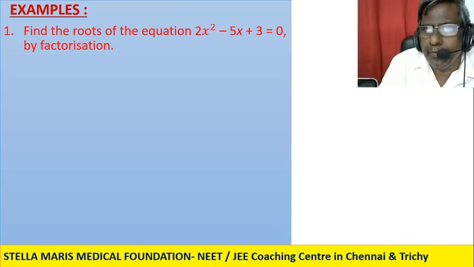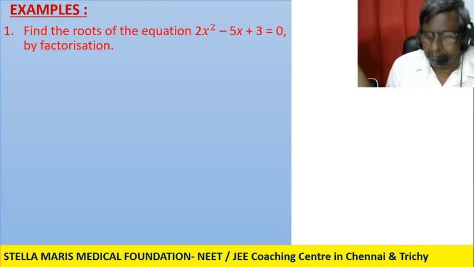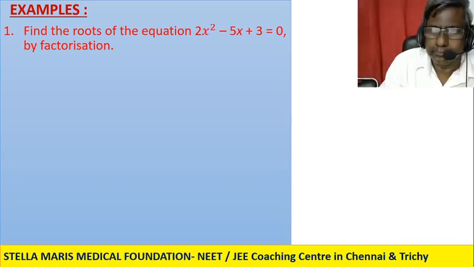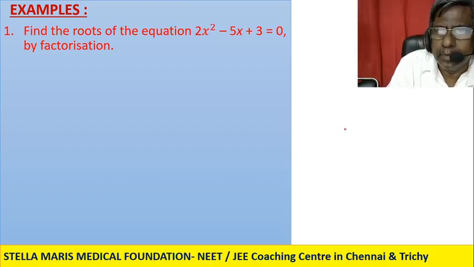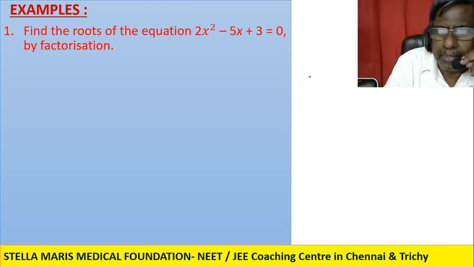So today, how to solve this equation by factorization. Sai and Abhishek, I think you will be knowing about this factorization method. Okay, say 2x square minus 5x plus 3 is equal to 0.